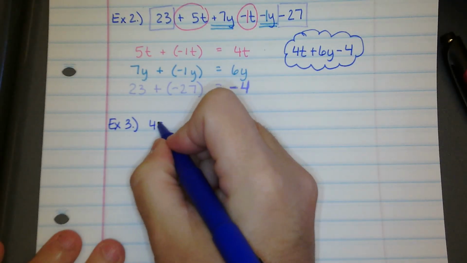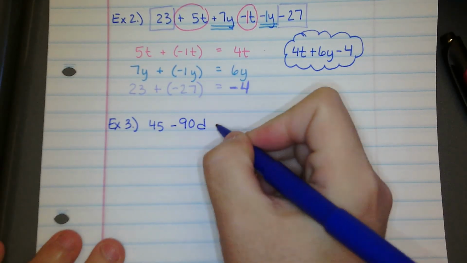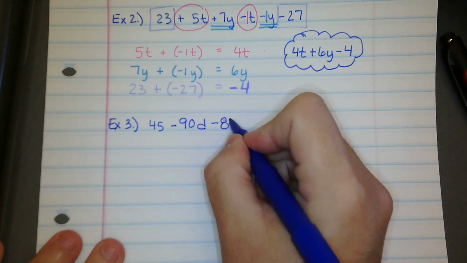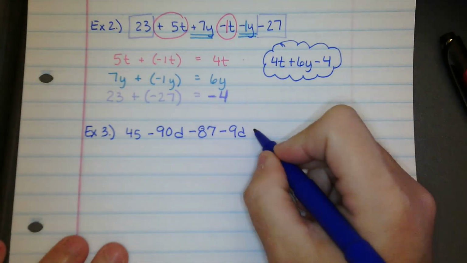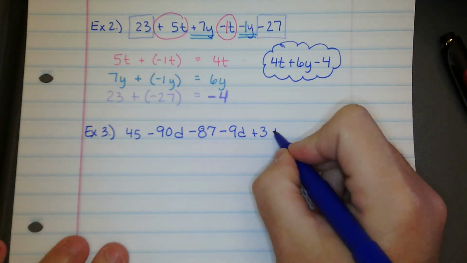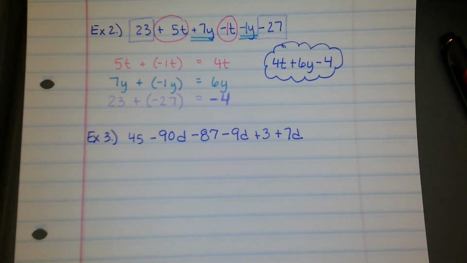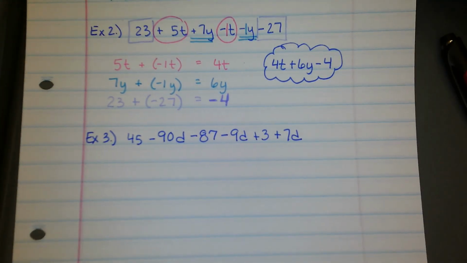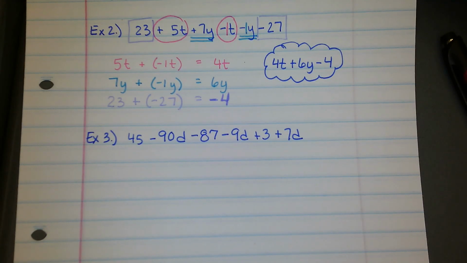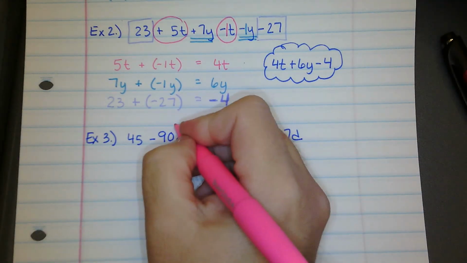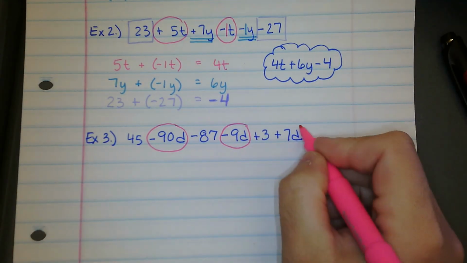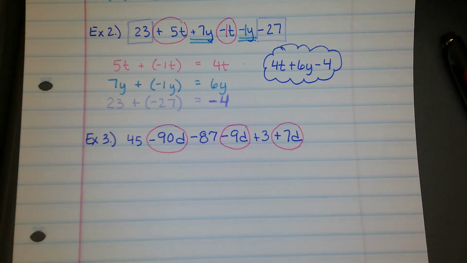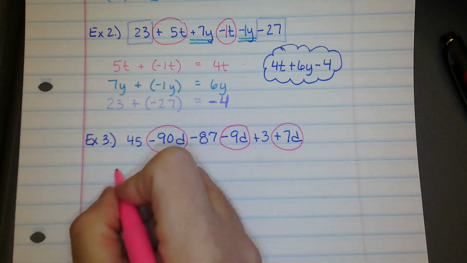Last one, 45 minus 90D minus 87 minus 9D plus 3 plus 7D. So this is a pretty long string, and we are going to kill it. We're going to make it happen. Let's start with our D terms. I'm going to circle negative 90D, negative 9D, and positive 7D. Now, they're all like terms, so what we're going to do is add them.